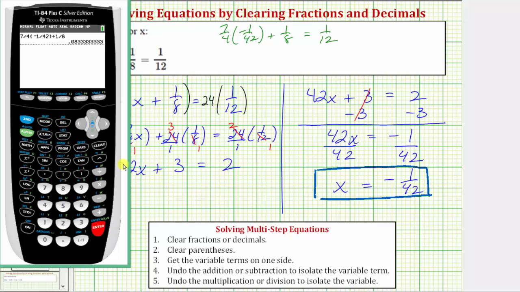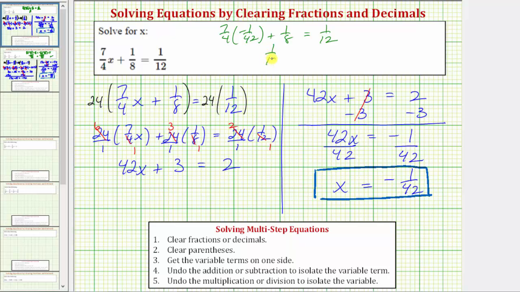Enter. To convert to a fraction, we press Math, Enter, Enter. Notice how the left side is equal to 1/12. So we have 1/12 equals 1/12, which is true, verifying our solution is correct.